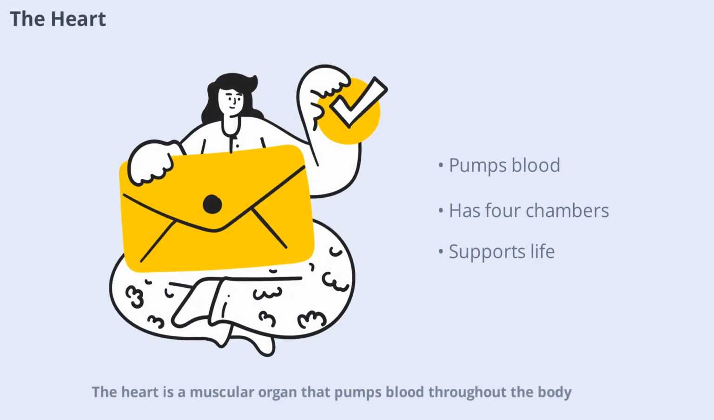The heart is a muscular organ that pumps blood throughout the body. It has 4 chambers and works tirelessly to supply oxygen and nutrients to every cell. The heart's rhythmic contractions keep blood moving, supporting life and health. Its structure and function are central to the cardiovascular system.